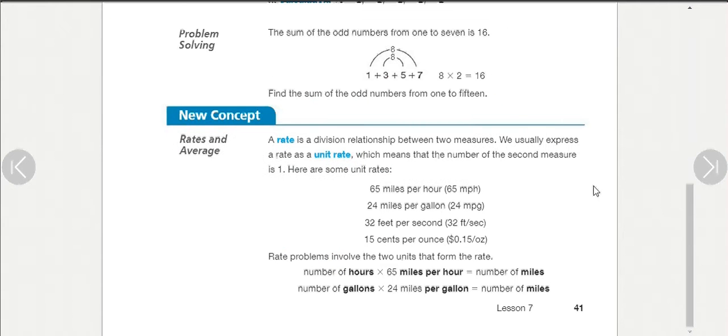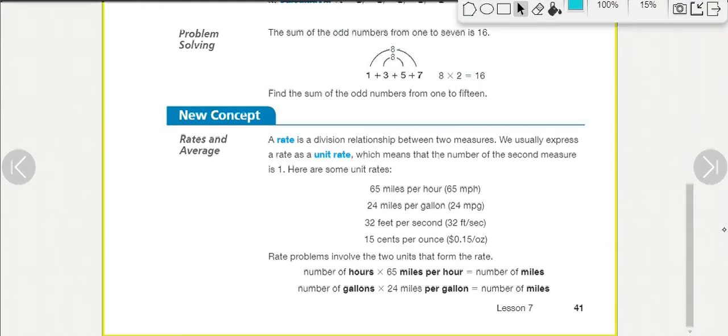Okay, a rate is a division relationship with a number over another number. Specifically, it's a rate, so it's a measure over another measure. And we'll only talk about a certain type of rate today, a unit rate. We really want unit rates where the denominator is 1. It makes calculating later much easier.